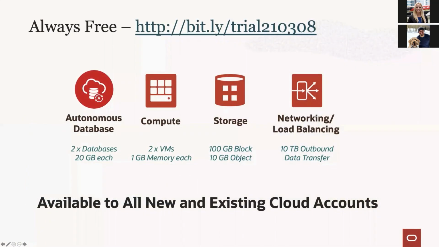And then the next thing we're just going to look at is that always free. Just wanted to mention that in any account, you actually get 2 Autonomous databases, and that includes 1 OCPU and 20 gigabytes. And that's going to be always free for as long as you have that account. And the same thing here, you can see we have some always free options for compute, storage, and networking.